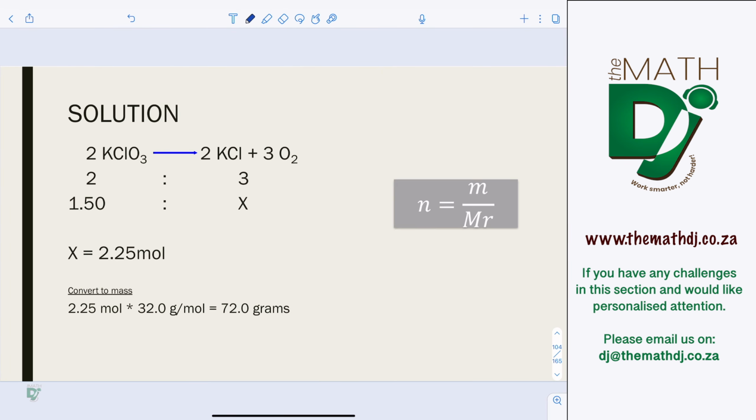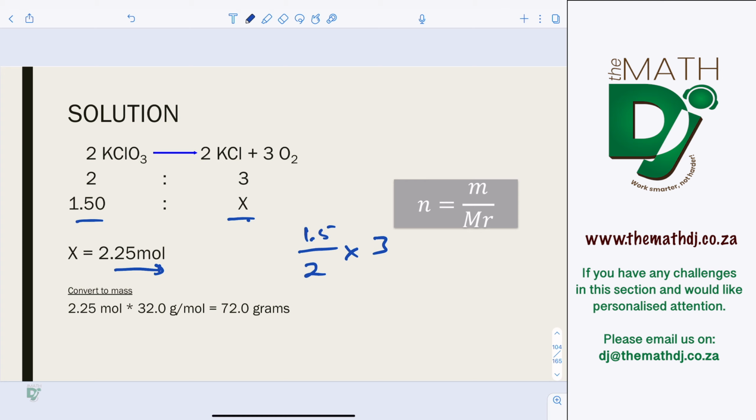So in this case, you can see it's 2 to 3, we've got 1.5, so it means we will get slightly less than 3 moles. Since it's less, it will be 1.5 over 2 times 3. Then you get this answer. So these are the moles. But you want to find the mass.